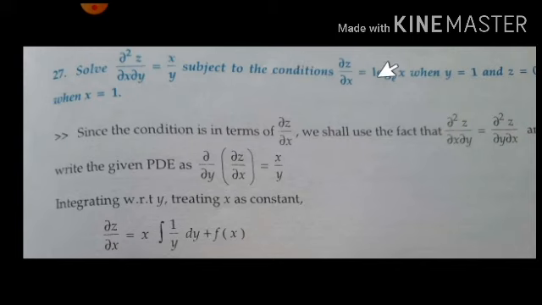If you did not observe this and while substituting the condition you realize, oh, I got ∂z/∂y, not ∂z/∂x, what should I do? In that case you should realize that you need to interchange the order of integration here.